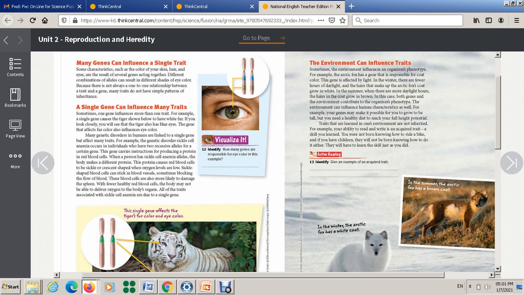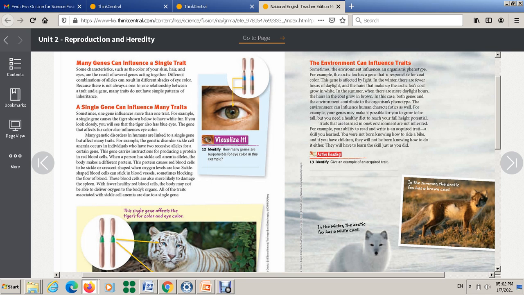What about us as humans? Our genes may make it possible for you to grow to be tall. But what do you need to grow tall? You need a healthy diet to reach your full height potential. For example, you inherited the genes from your parents to be tall, but if you don't have a healthy diet, you won't be able to get the height that you should. Got it now?